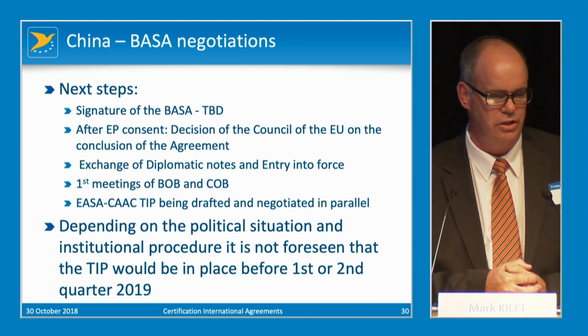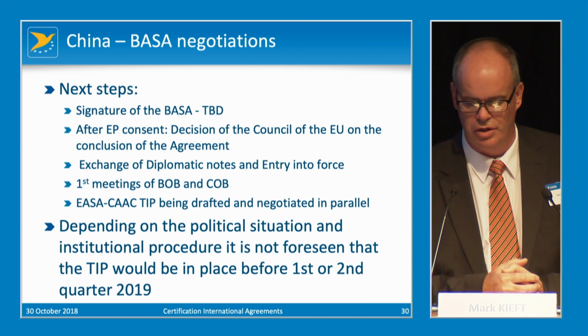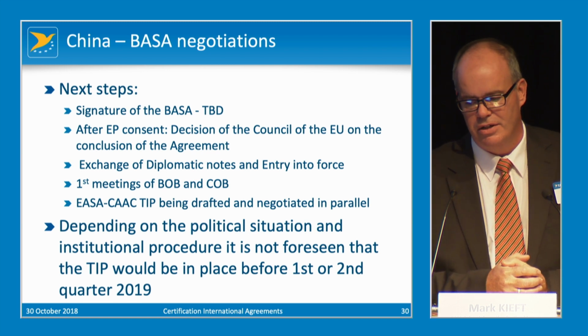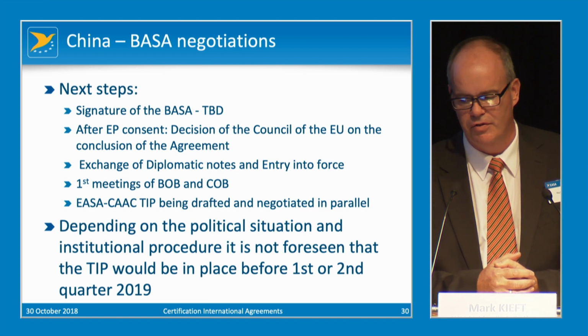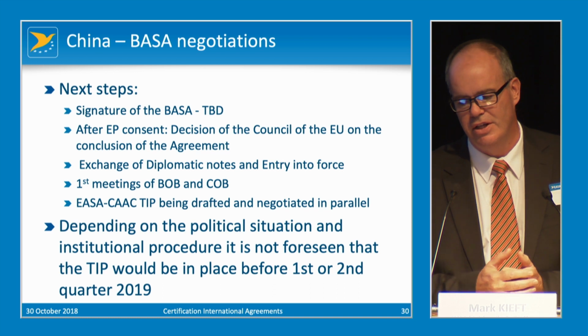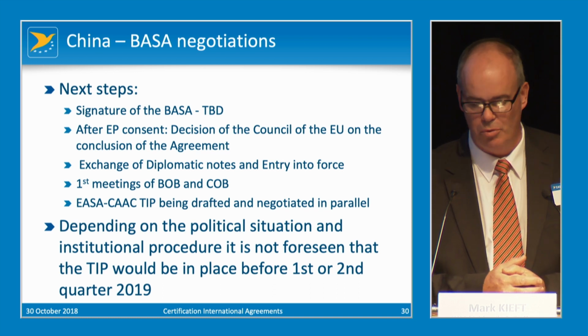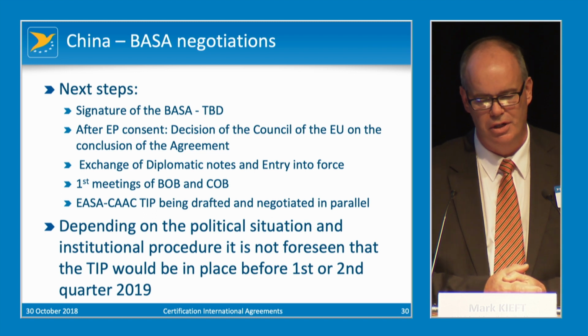When it is going to be signed, and by the way, the agreement only contains Annex 1 on certification. It doesn't contain any annex on maintenance or any other aspects. It's only certification. When it is signed, then it will go to the European Parliament for their consent, and then to the Council. Then there's exchange of diplomatic notes, and then there are the first meetings of the BOB, the Bilateral Oversight Board, and the COB, the Certification Oversight Board.